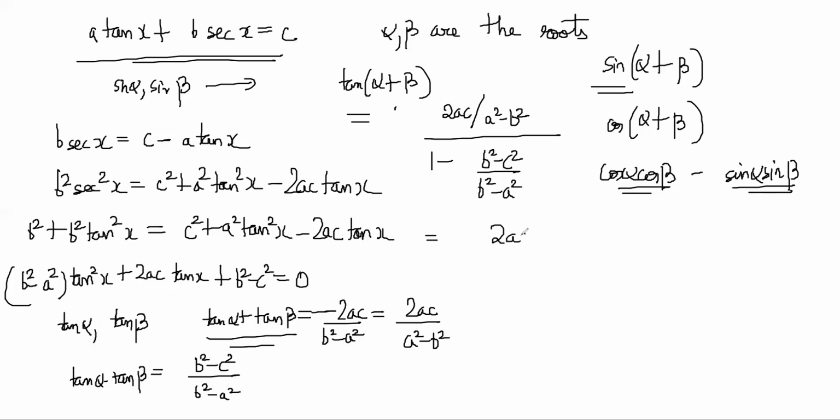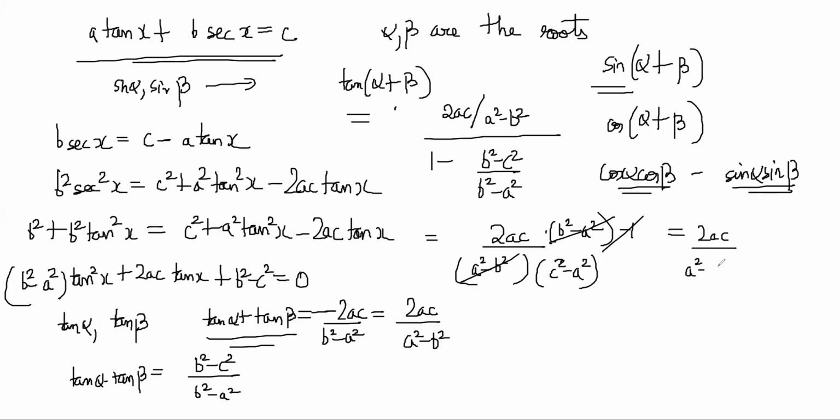So 2ac by a square minus b square, into c square minus a square, and into b square minus a square. This cancels and becomes minus 1, so it becomes 2ac by a square minus c square. This is my tan(alpha plus beta).